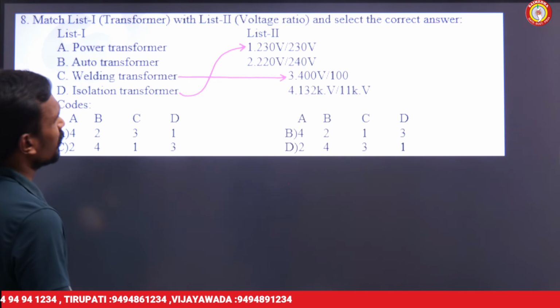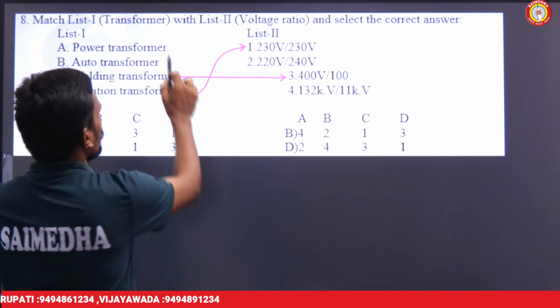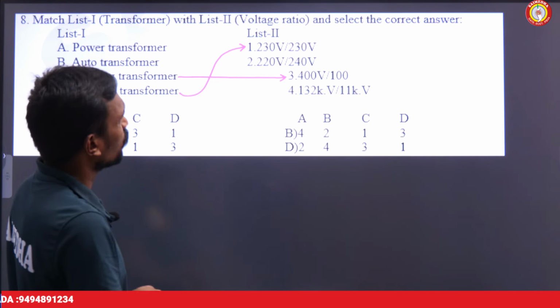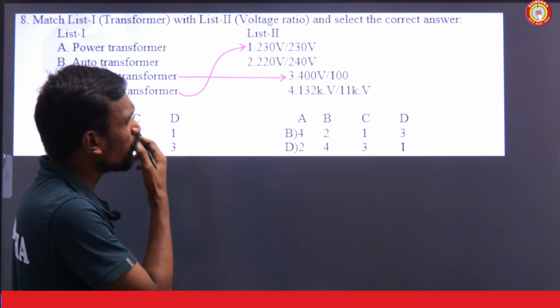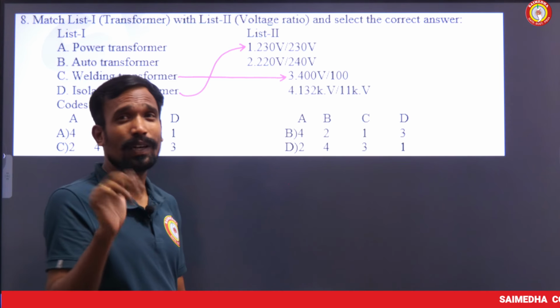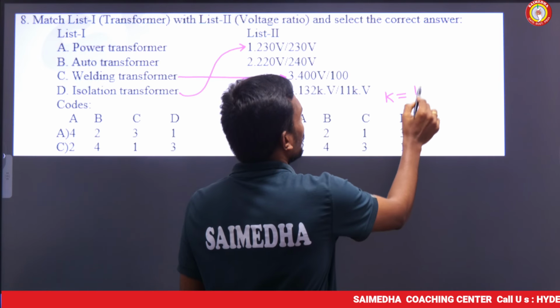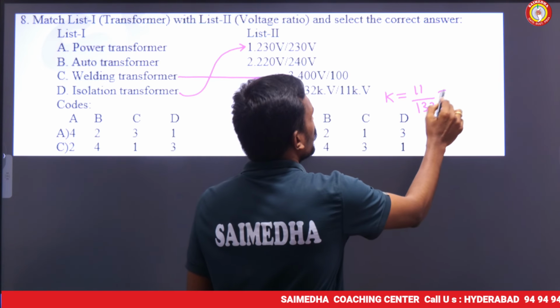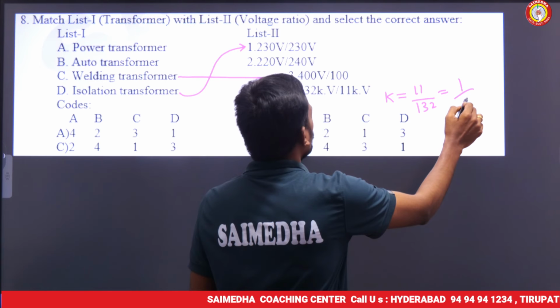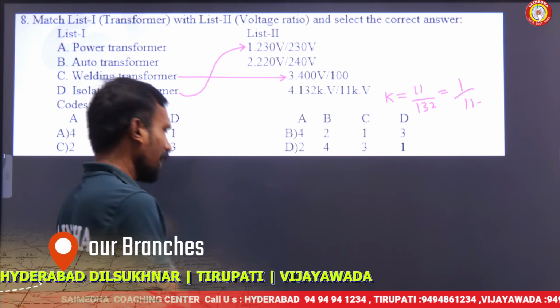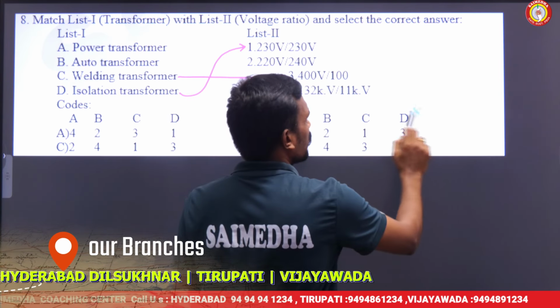Next, auto transformer and power transformer. Power transformers are generally high rating transformers. Of course, an auto transformer also, but for an auto transformer the K value should be near to 1. Here, if you calculate K as LV by HV, it is very small, 1 by not even 11 something. Yes or no? The K value is very small.